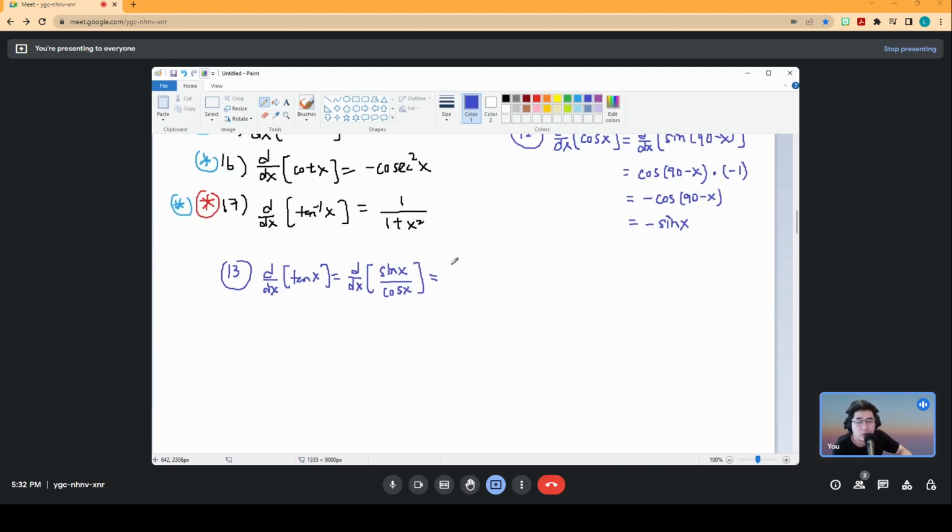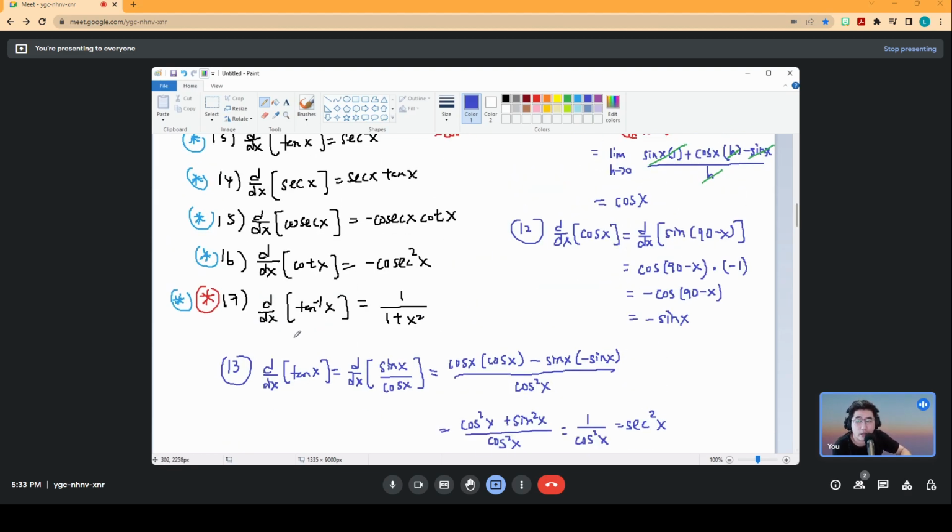So differentiate the top, keep the bottom, minus keep the top, differentiate the bottom, over the bottom squared. You realize that you have cos squared x plus sine squared x on top, over cos squared x. The top part, sine squared plus cos squared, is 1. Therefore, this is read as secant squared. Number 14.